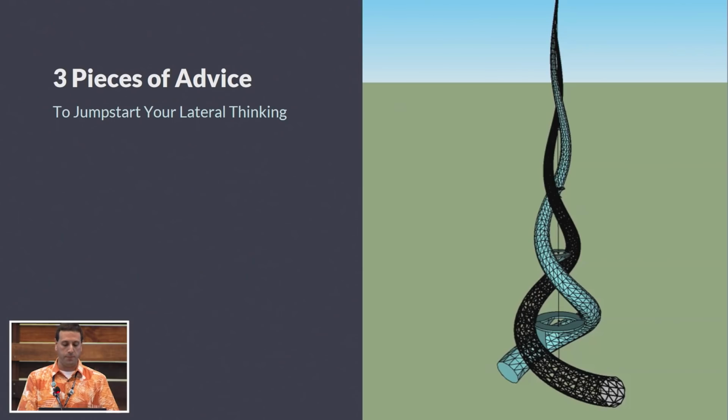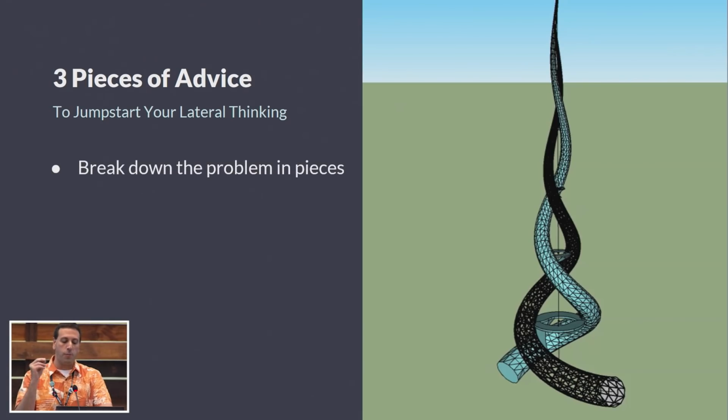And how do we do that? So I have 3 pieces of advice to sort of jumpstart your lateral thinking, okay? Number 1 is break down the problem into pieces. This is what Grant was talking about also. Because if you break it down into pieces, then you can simplify the problem for each individual piece, and you can solve each problem one by one. And this facilitates trial and error. So it allows you to make mistakes with one piece without messing up the rest of the pieces.